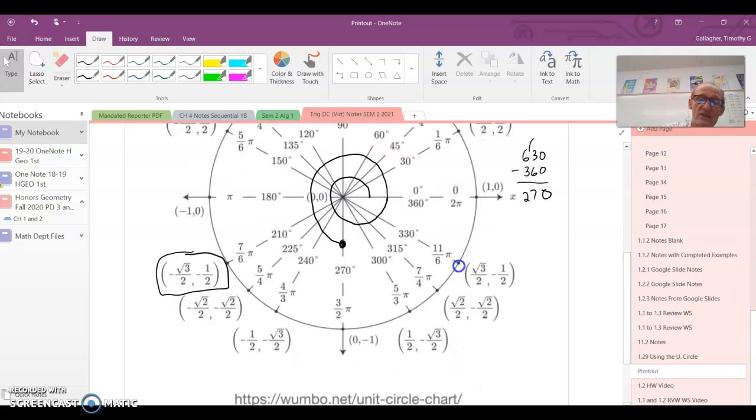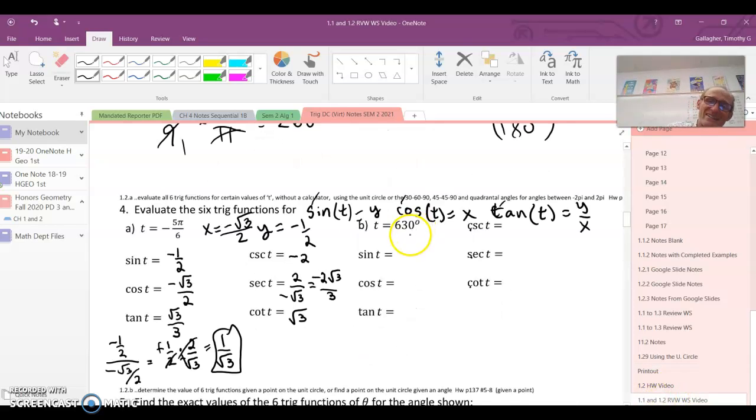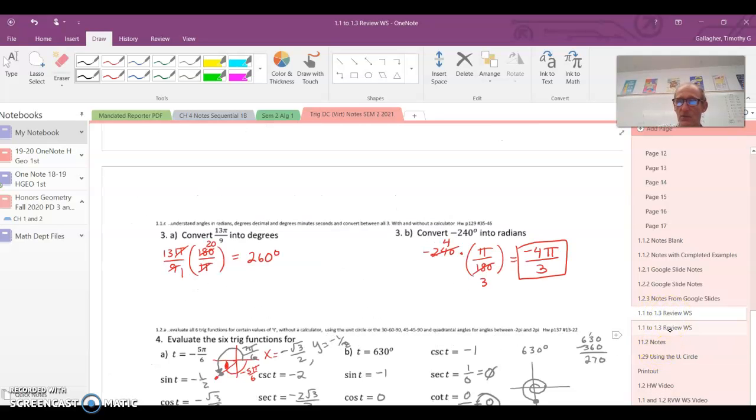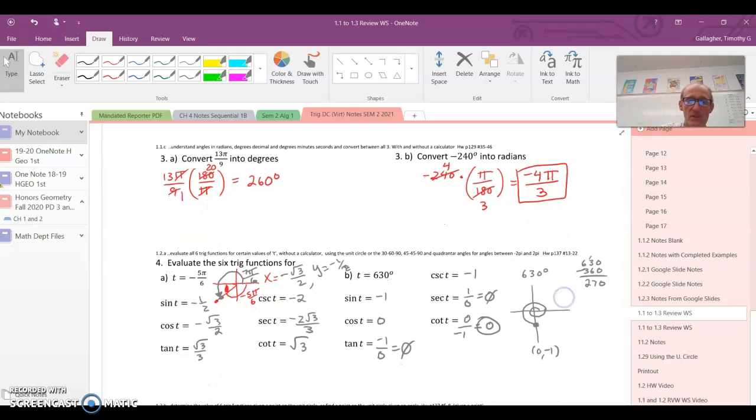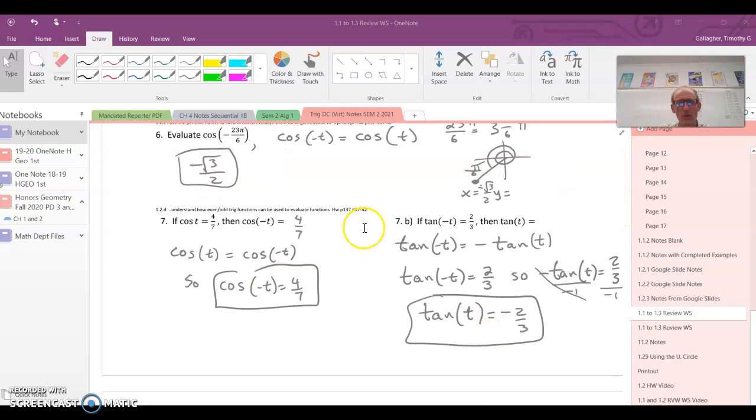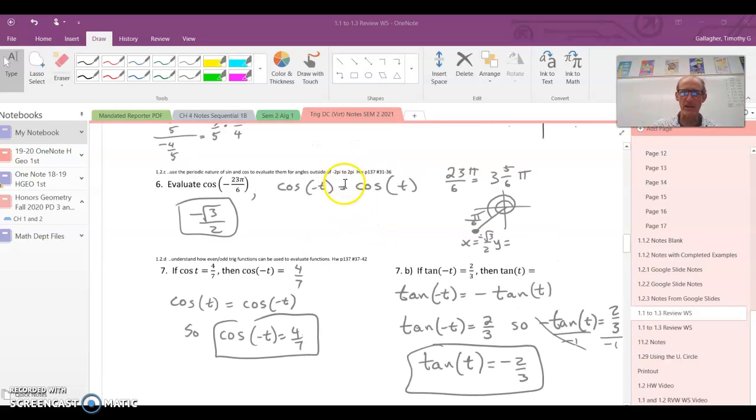So that x value is 0, and the y value is -1. So x equals 0, and y equals -1. All right, and you can see what you get is these values here. All right, they're 630, and you get okay, so I am going to finish up this video.